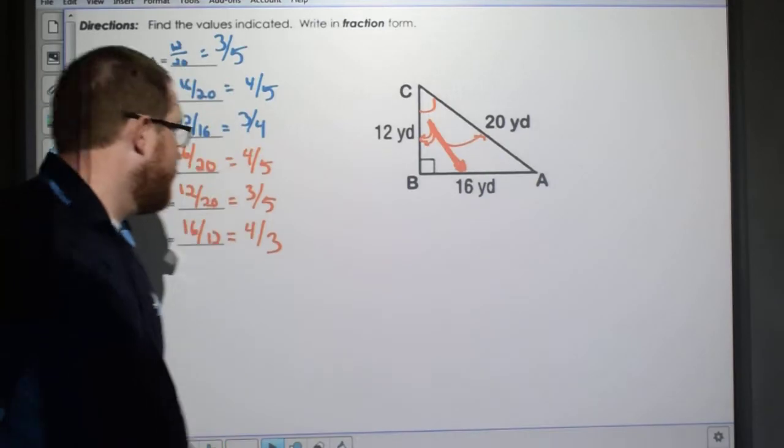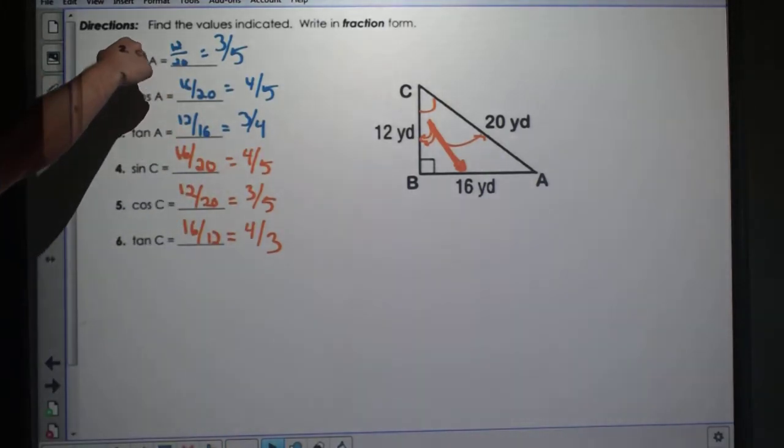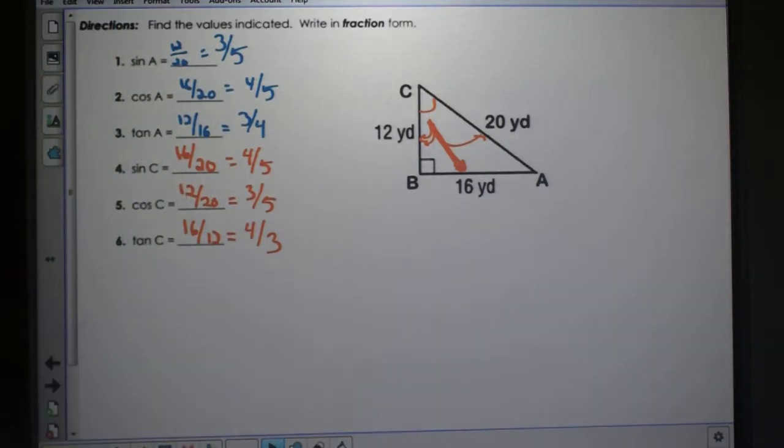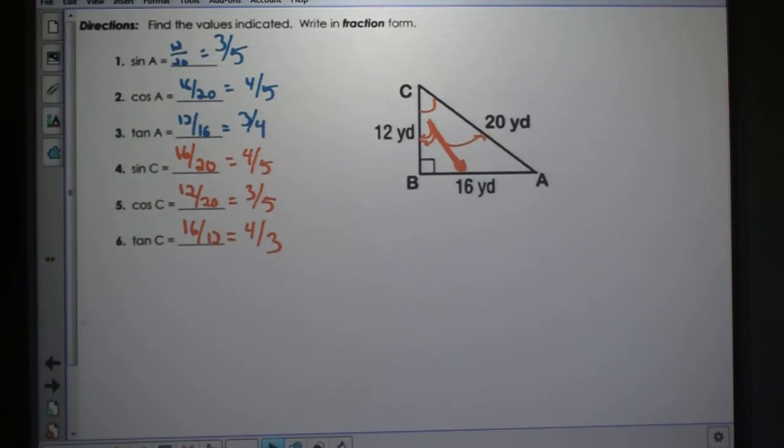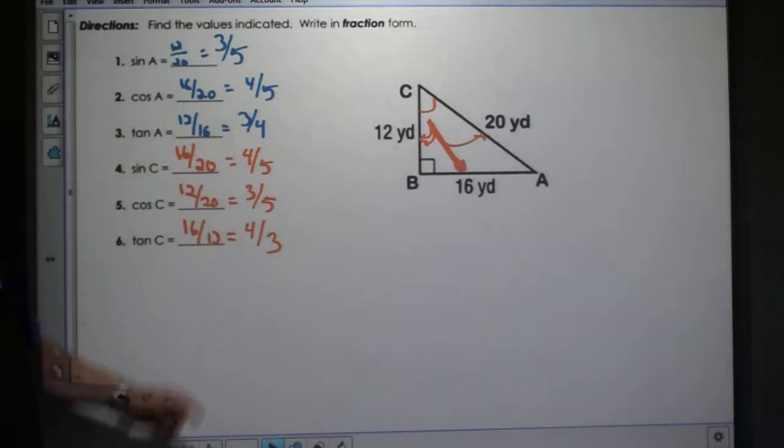If you notice something, the sine of angle A is the same thing as the cosine of angle C. And the cosine of angle A is equal to the sine of angle C. And that's always going to happen. Also, look at the tangents of these: they are just reciprocals of each other.